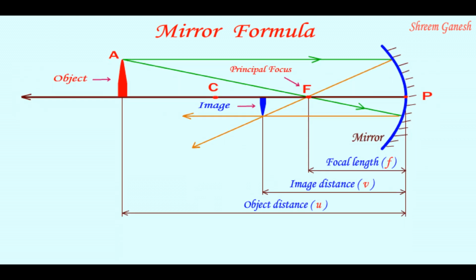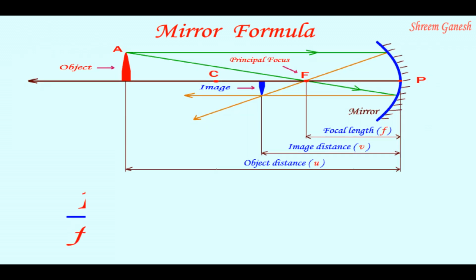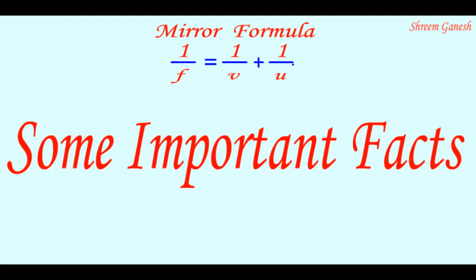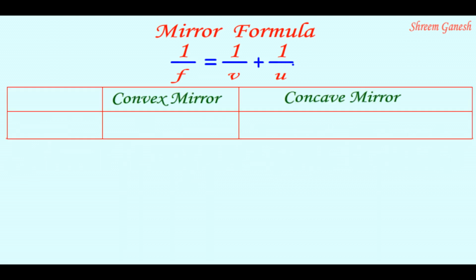So, according to the mirror formula, 1/F = 1/V + 1/U. There are some important facts that you should remember before solving the numericals based on mirror formula.